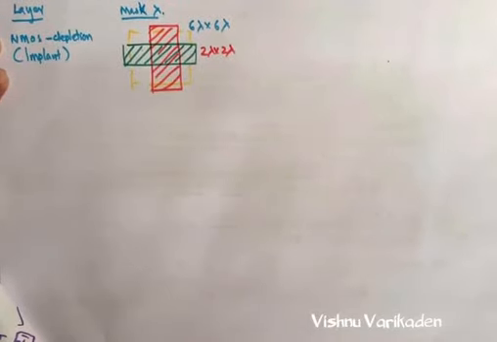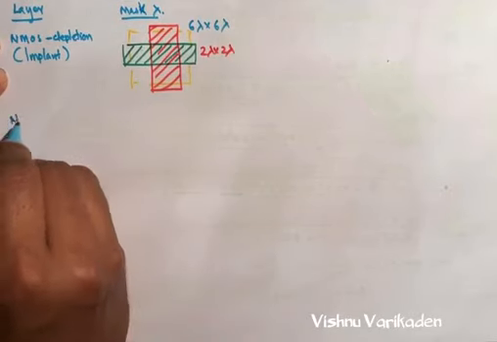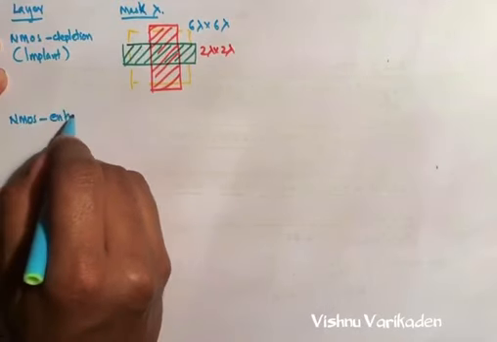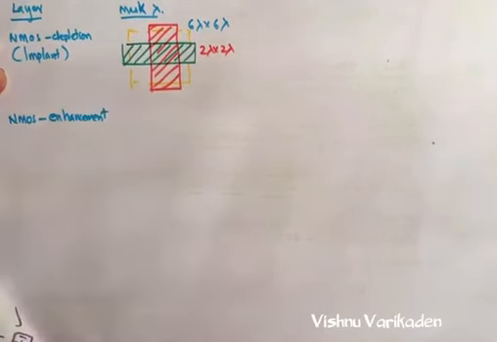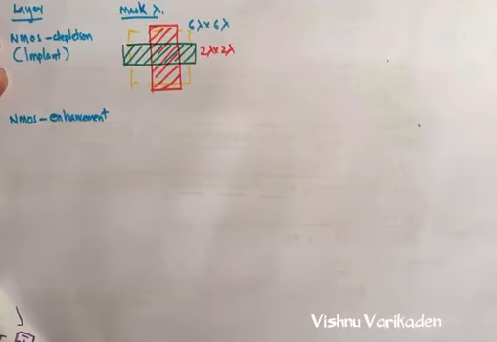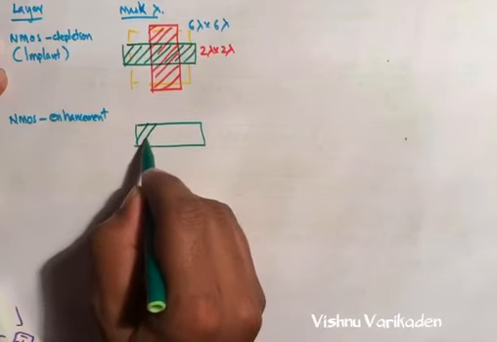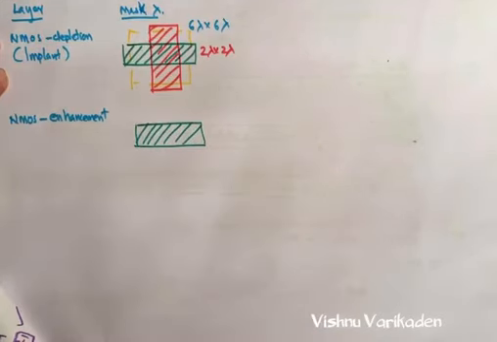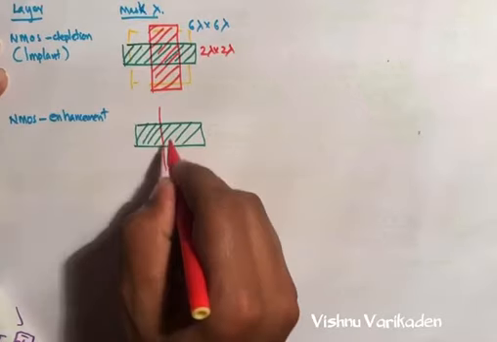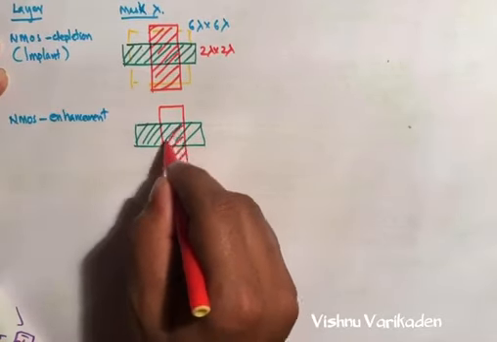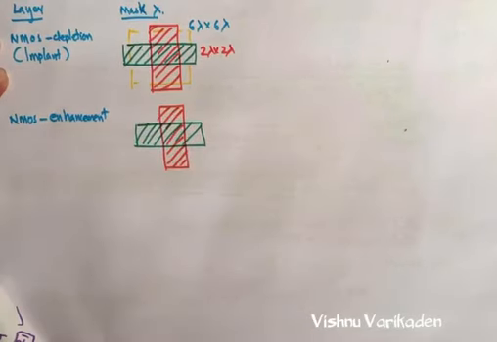Also for the NMOS enhancement type transistor, we can make this one the same as this. So we make the green and the red. There is no implant here. The channel is created by the gate voltage. So this is the NMOS enhancement type.